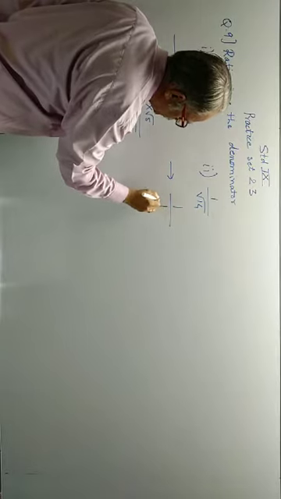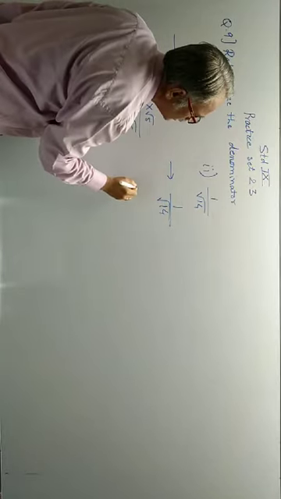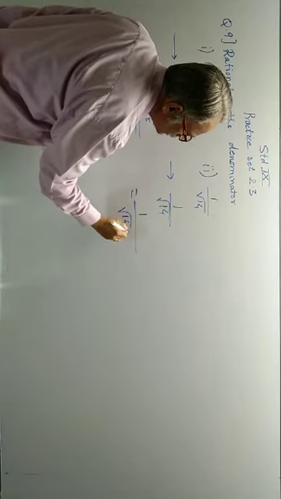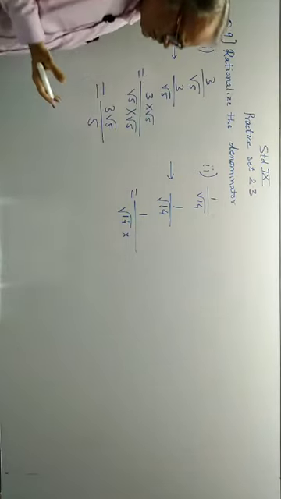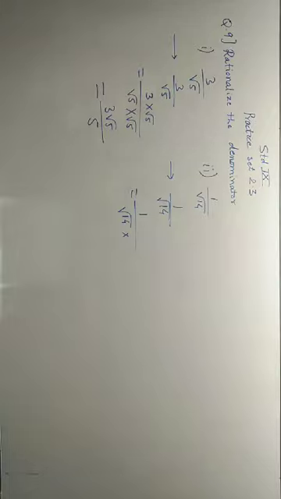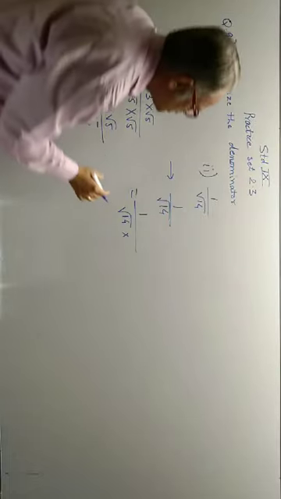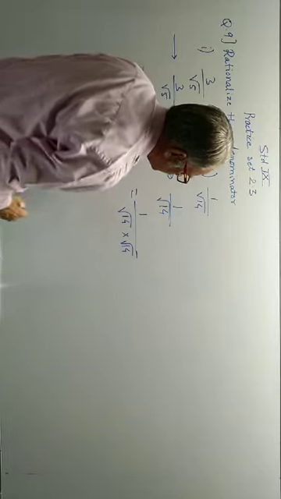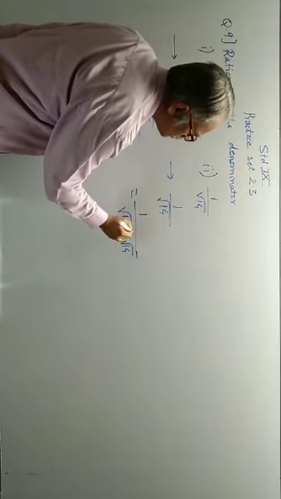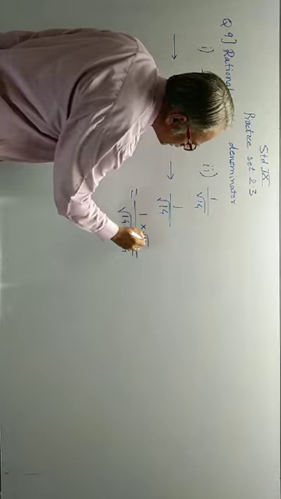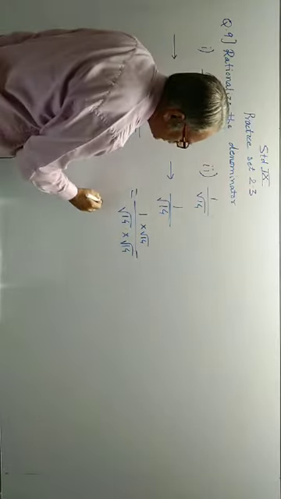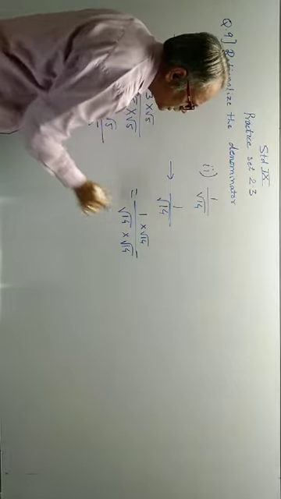1 upon root 14 will be equal to 1 upon root 14. Root 14 cannot be simplified because 7 and 2 are not perfect squares. So the rationalizing factor of root 14 is root 14, and 1 should also be multiplied by the same. We cannot multiply only the denominator by the rationalizing factor. The numerator also should be multiplied by the same, so the value of the fraction remains the same.